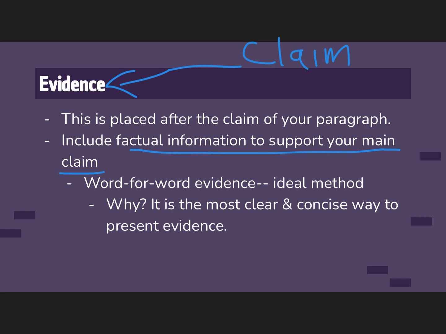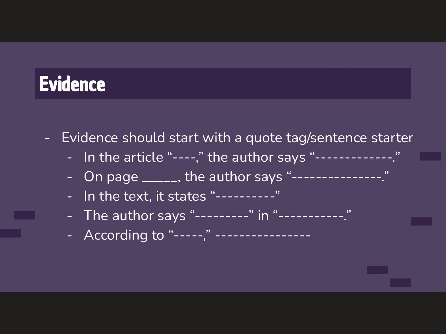In our class, we're going to use word-for-word evidence because this is the most ideal method, but it's also the most clear and concise way to present that evidence. Now, the fastest way to ensure that you are doing your evidence correctly is to use a quote tag or an evidence starter, one of the two. So, for example, you could say in the article and then give the title. The author says, and then your quote goes here. On page blah, the author says, and the text it states. So you can use any of these to create your quote tag.